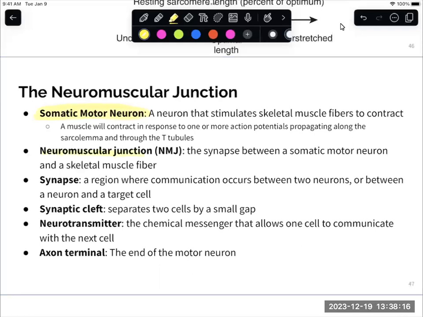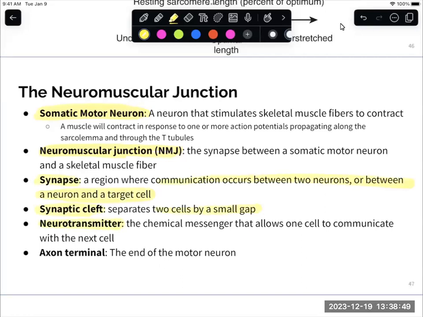We have the neuromuscular junction. This is the space between the nerve and the muscle cell. The synapse is where this communication happens between two neurons or between a neuron and its target cell. So in this case, it's going to be between a neuron and a muscle cell. The synaptic cleft is that gap.